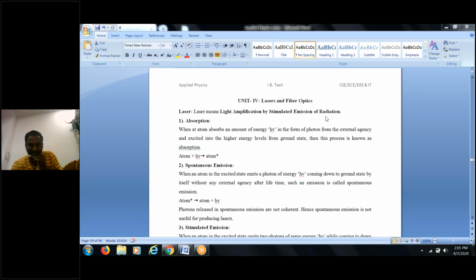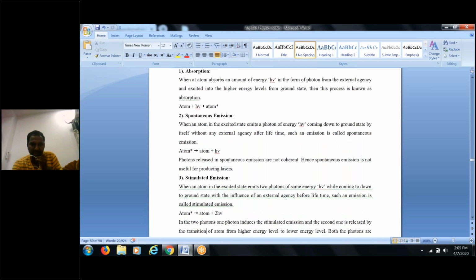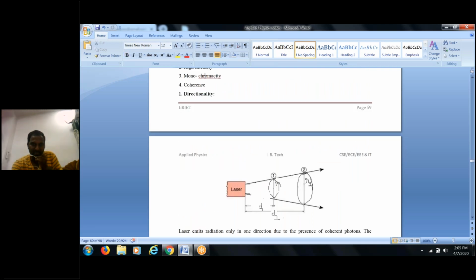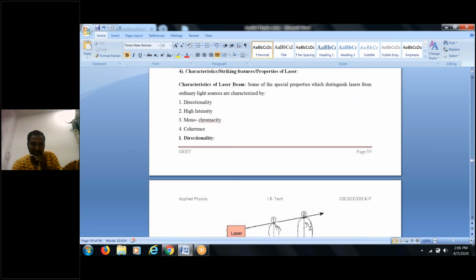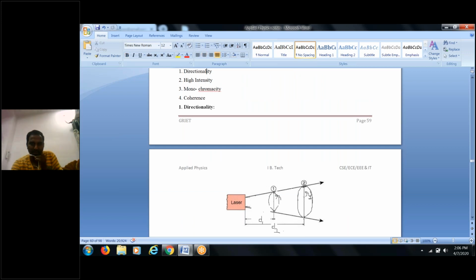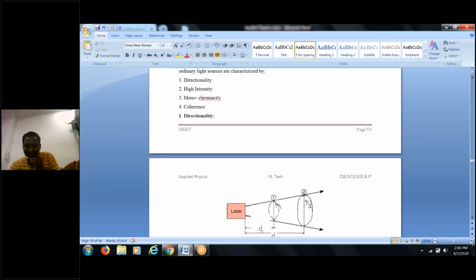In which way is this laser light different from normal light? We have normal light, our normal tube light, and these are also considered a kind of electromagnetic radiation. Already I told you, laser is also a kind of electromagnetic radiation. What is the difference between normal light and laser light? Laser light has four special characteristics. The first one is directionality. Laser emits its radiation in only one direction.